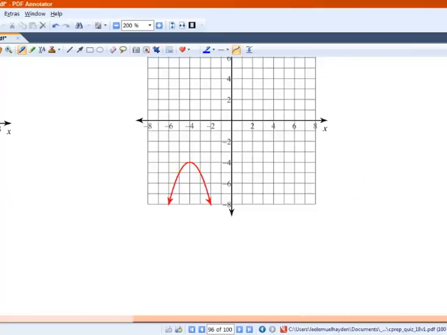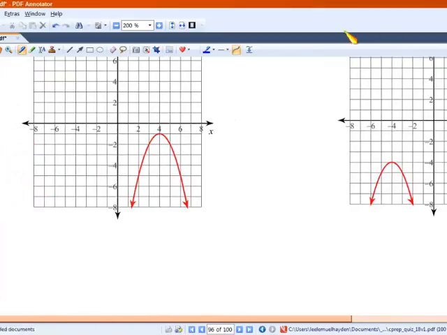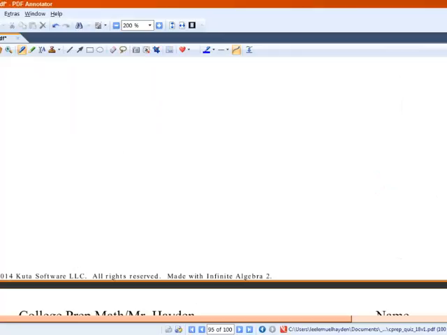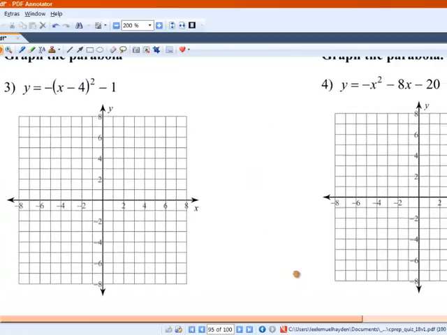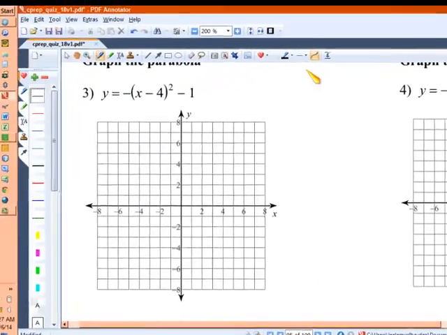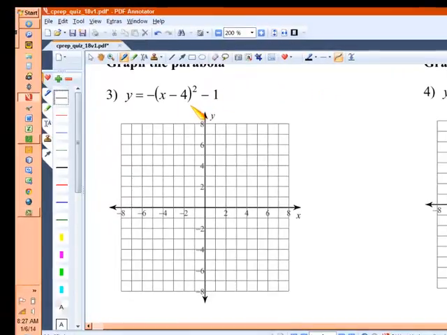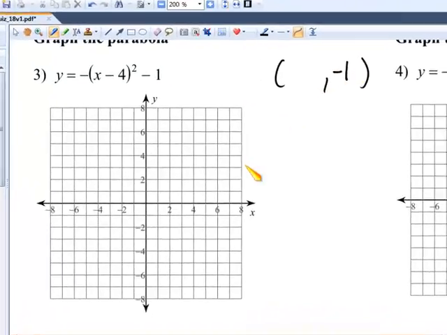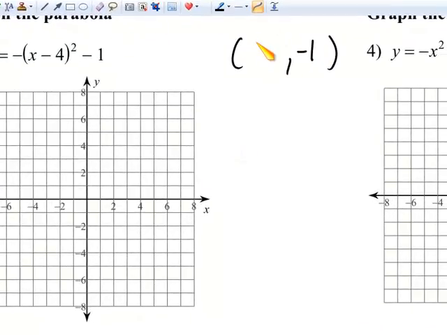Alright, now I'm going to actually go ahead and graph 2 parabolas. So let me first of all move up to the problem. Okay, so the first one is in vertex form, so that's easy enough to graph. I'm going to identify the vertex first, and the vertex of this one is going to be, let's see, the y-coordinate is -1, the x-coordinate is +4.